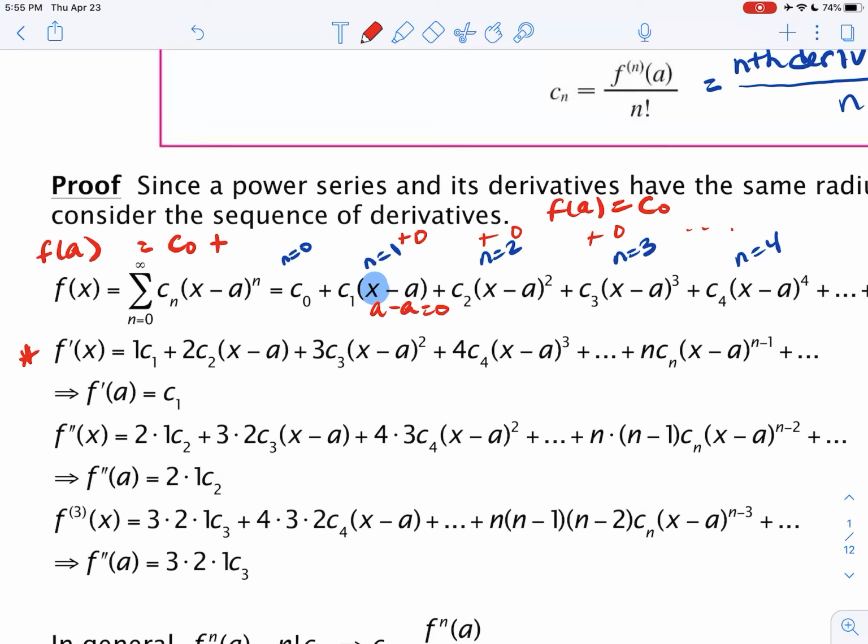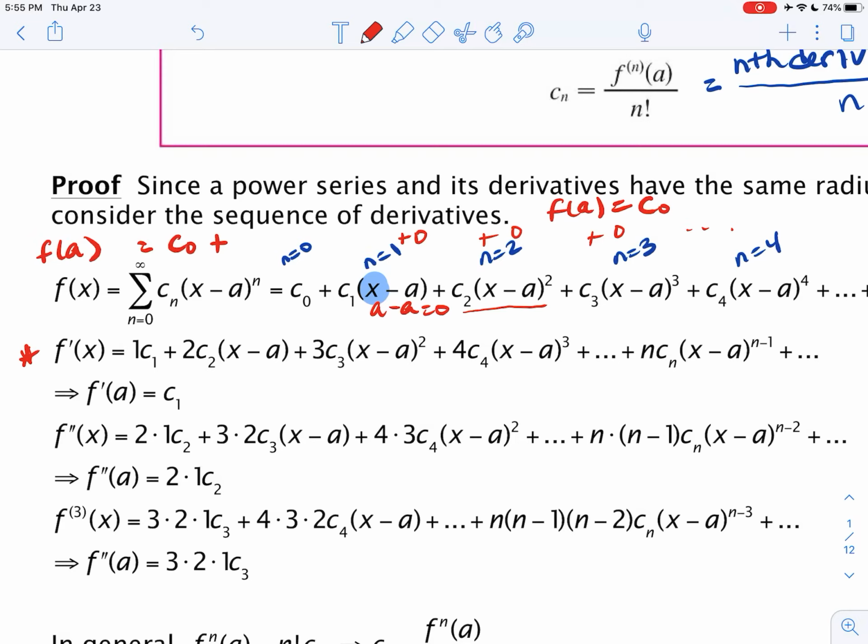Now, when we go to this line, let's just take a derivative of f of x with respect to x. So the derivative of c sub 0 is just a constant, and it has no x, so the derivative of a constant is 0. But what is the derivative of c sub 1 times (x minus a)? a is a constant, c sub 1 is a constant, so really we're just taking the derivative of c sub 1 times (x minus a), and the derivative of x minus a is 1, and so we just get 1 times c sub 1.